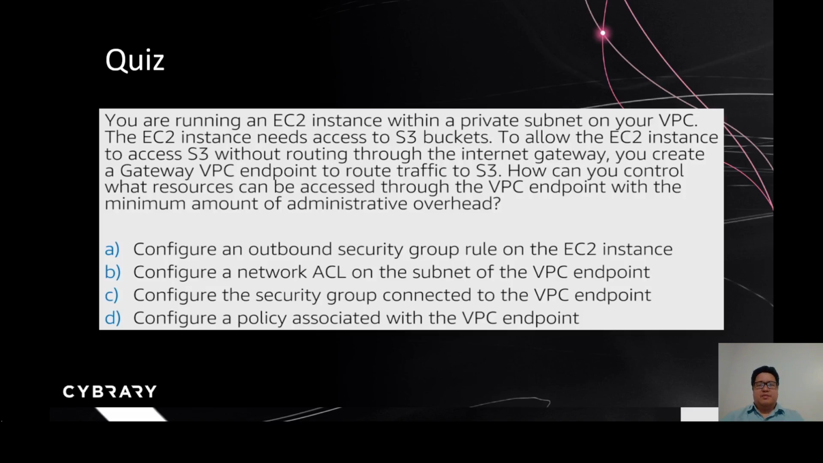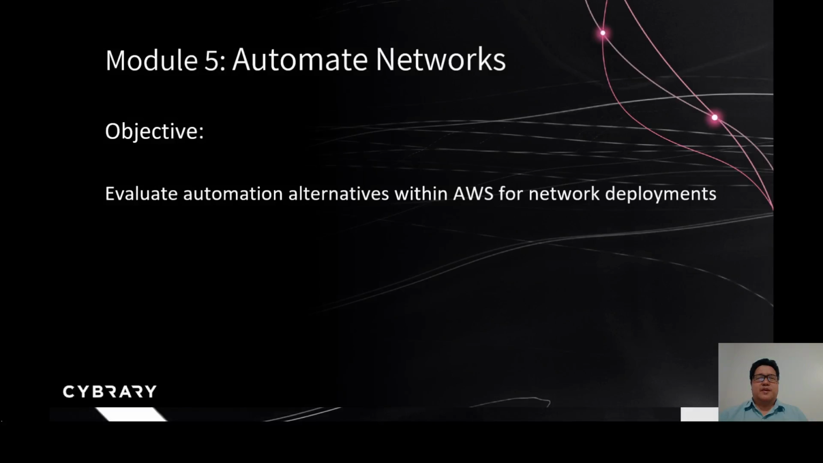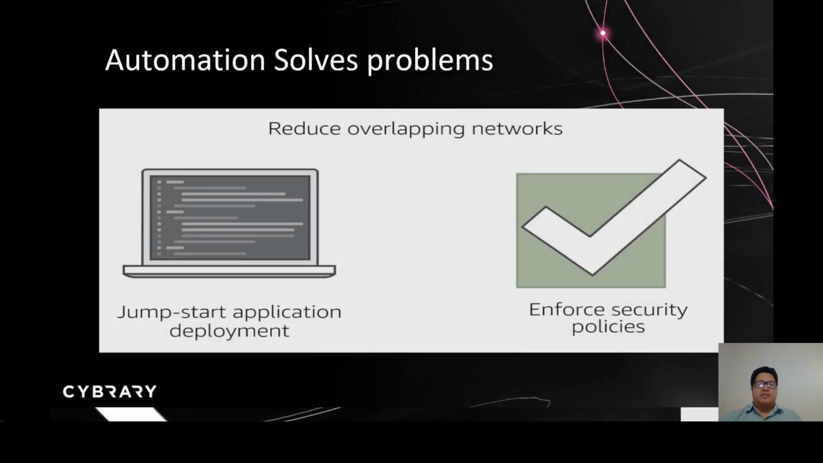Module 5. Automate networks. Objective: evaluate automation alternatives within AWS for network deployments. Automation solves problems. How? It reduces overlapping networks, jumpstarts application deployment, and enforces security policies. So that's how automation solves your problems through the help of Amazon Web Services.